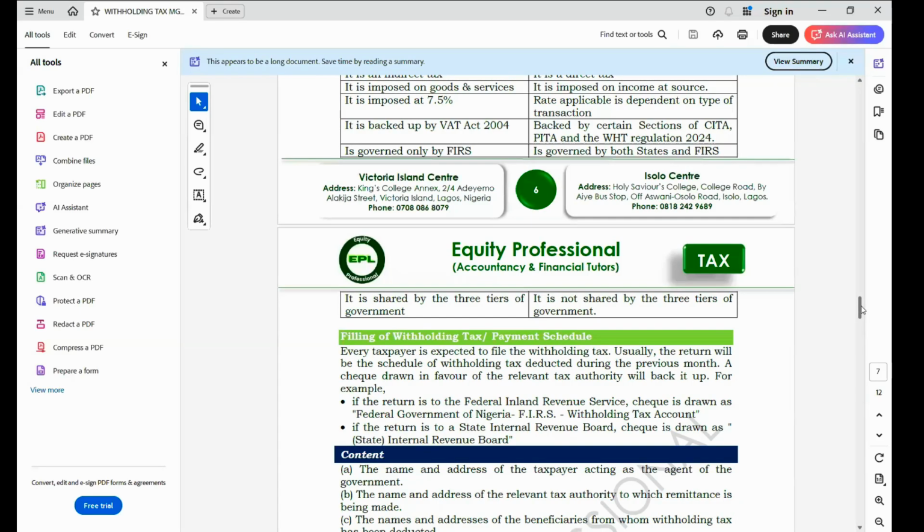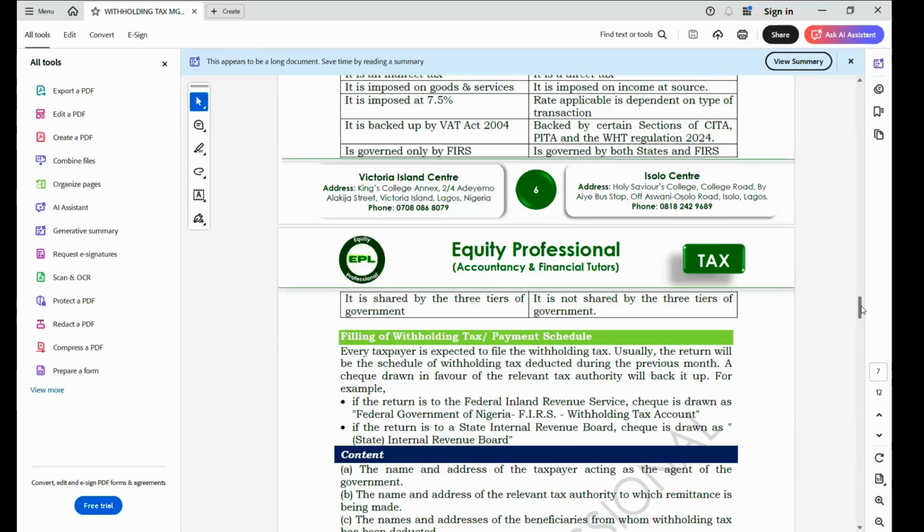Yeah, good morning. Today we will continue with the aspect that we were treating in our last class, which is our withholding tax. We still have one or two notes to talk about under withholding tax, which we are going to finish up before we go to the computation aspect.